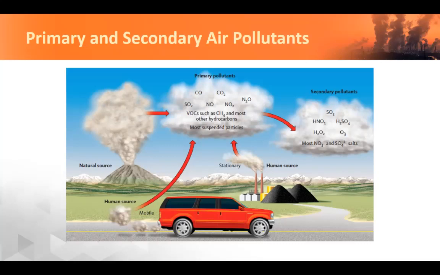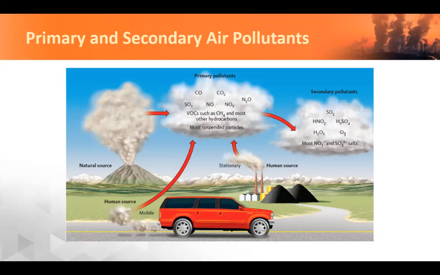Air pollution in this case can come from a variety of different sources: human sources that are stationary, like a factory or a power plant, those that are mobile, like the automobile, the truck that you see here, or they can be from a natural source, like you see the volcano in the background. Regardless of which it is, a primary pollutant is going to be that which is directly emitted into the air.